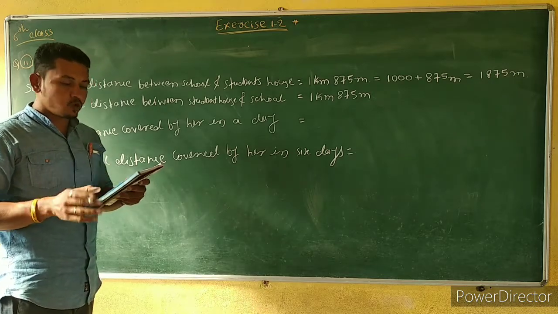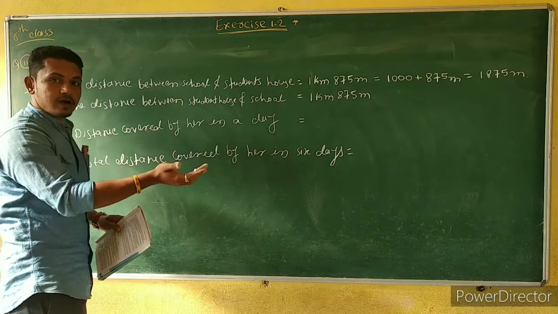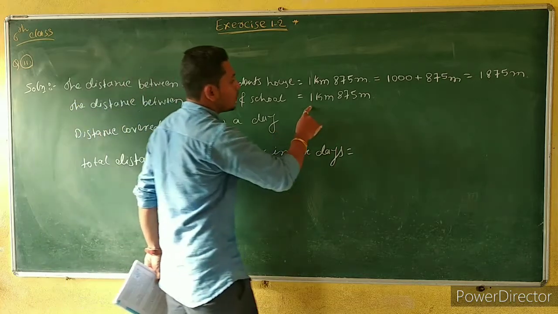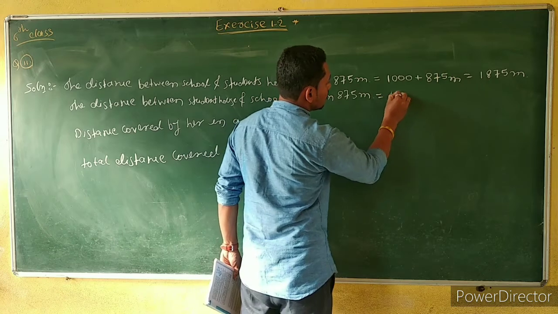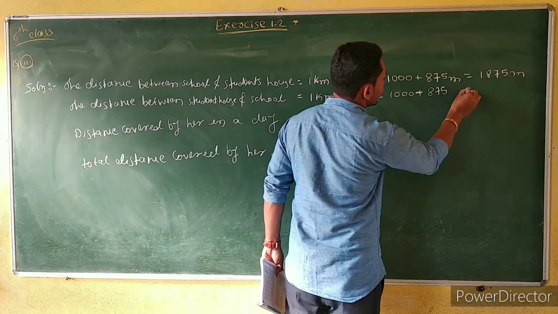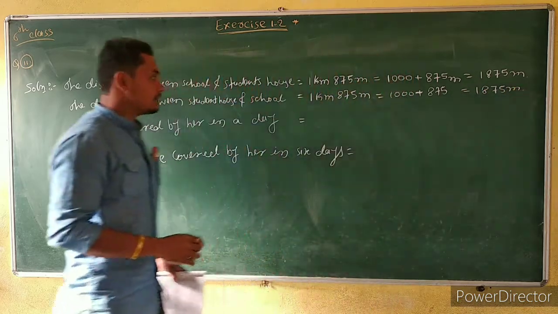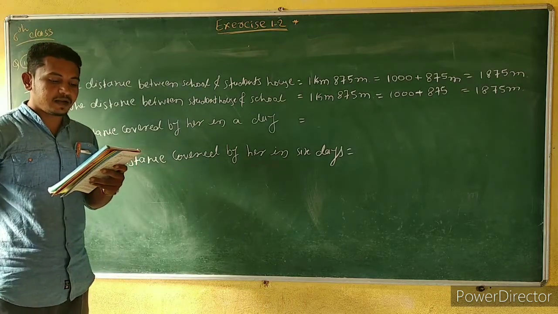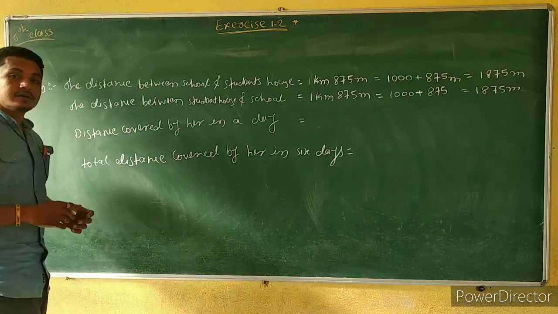Here also same, because read the question. Every day she walks both ways, means the distance between school to student house and student house to school. So therefore here 1 kilometer 875 meter is equal to 1000 plus 875, which is 1875 meter. Is it right? So next, find the total distance covered by her in 6 days.